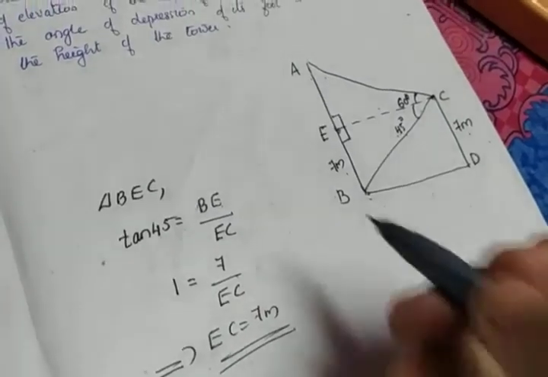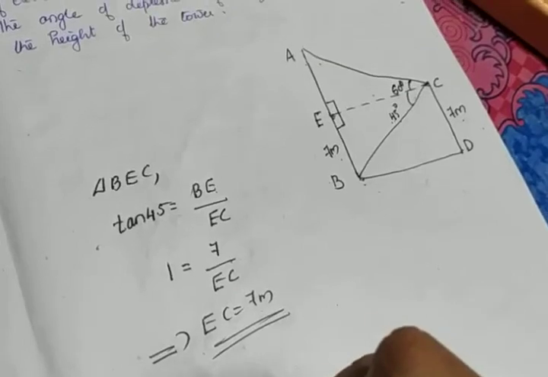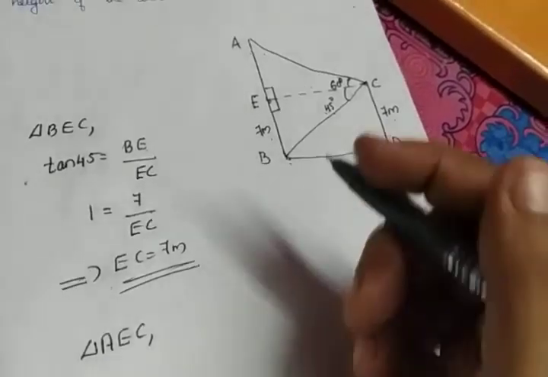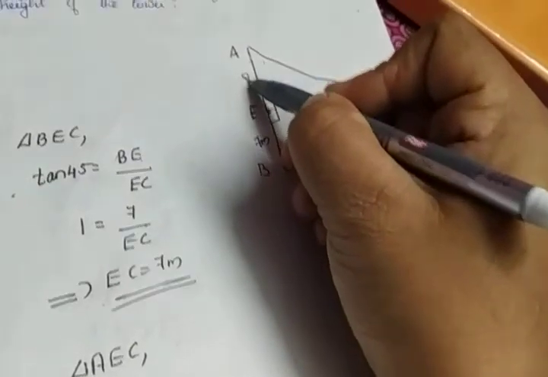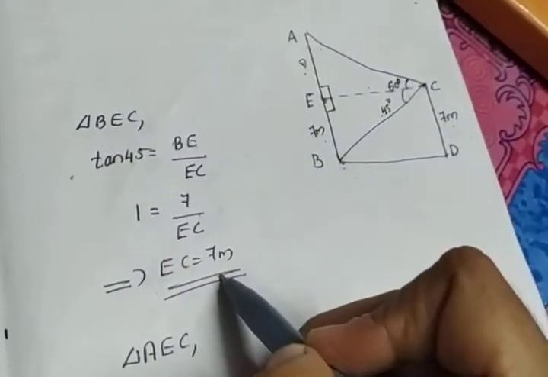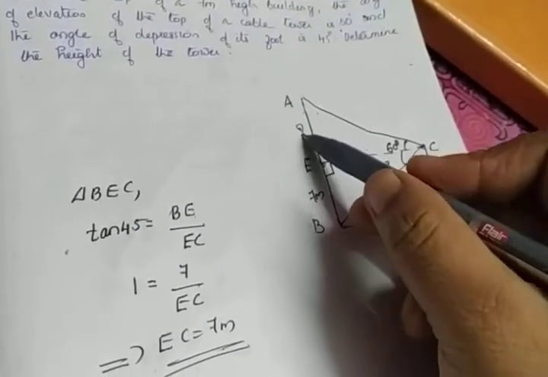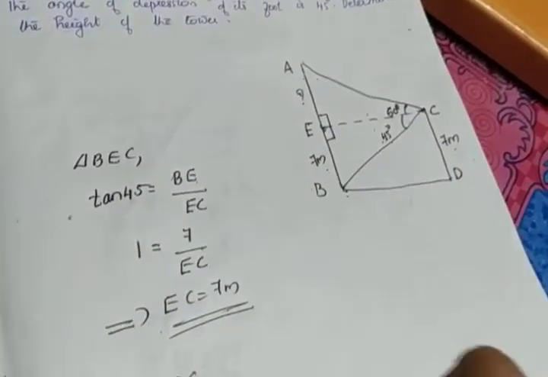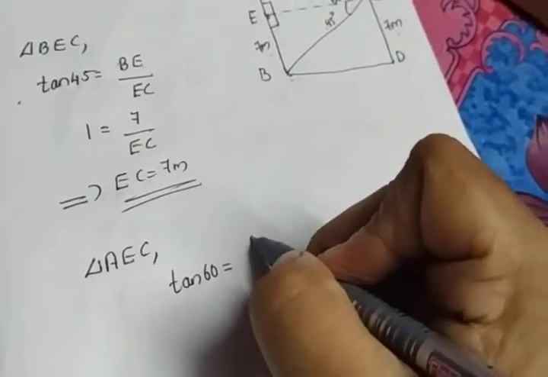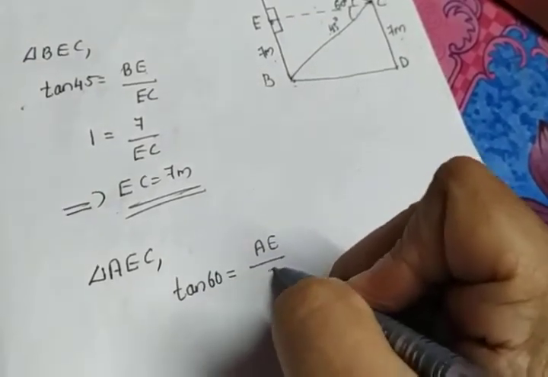Okay, again take the next triangle. Which is the next triangle? We are going to consider triangle AEC. In triangle AEC, we need to find this side AE. And we know the length of CE because we got here EC as 7 meter. So if I need to connect these two, which is a trigonometric ratio, I want to take tan. Tan 60 is equal to opposite side, opposite side is AE divided by EC.